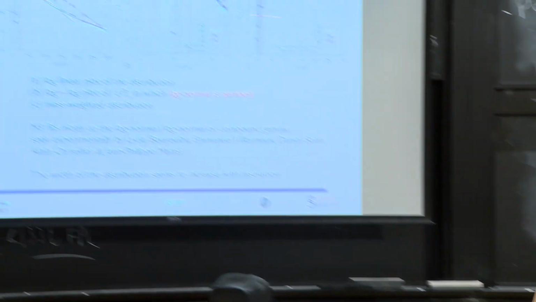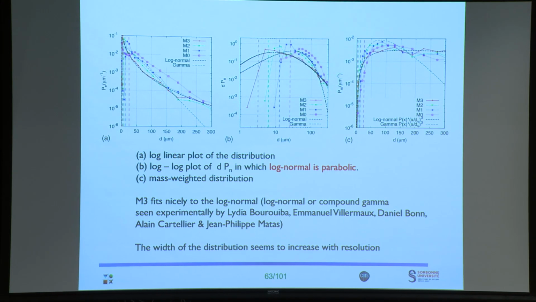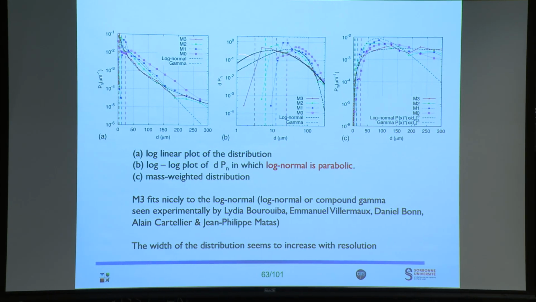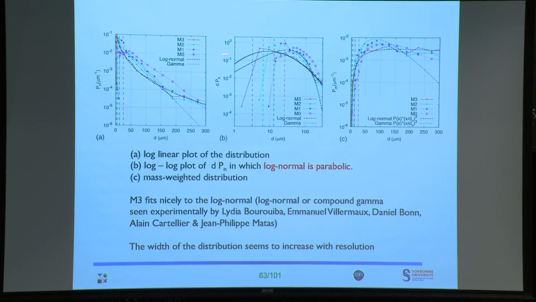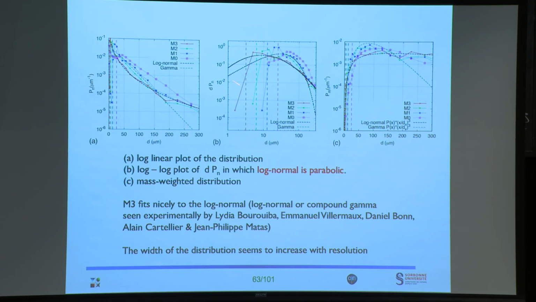These are plots in various coordinates. These coordinates are what I call the log normal coordinates, coordinates where the log normal is a parabola. And so dp should be a parabola in log d. So you see the log normal is here, and the gamma is here. The log normal fits much better than the gamma for the most refined grids.